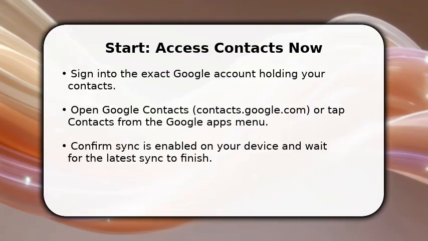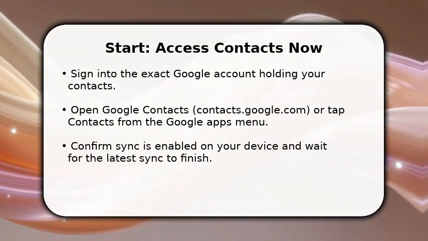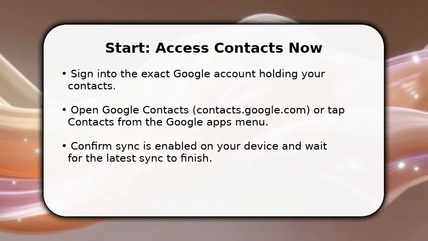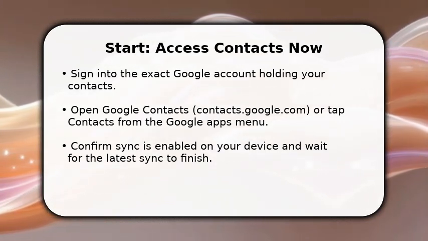You're signed in, so start by opening Google Contacts directly. This brings you to the master list. Make sure you're on the correct account because restores apply per account. Once done, check that sync is active on your phone or web session so changes propagate.